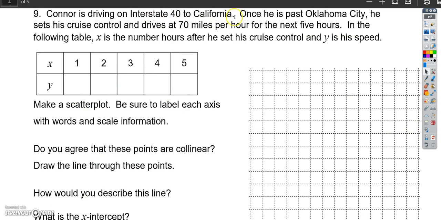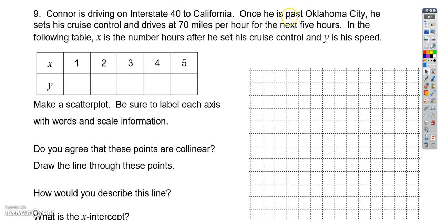Alright, Connor's driving on the interstate 40 to California. Once he has passed Oklahoma City, he sets his cruise control and drives at 70 miles per hour for the next 5 hours. In the following table, X is the number of hours after he set his cruise control and Y is his speed. So, at 1 hour, he was driving 70 miles per hour.